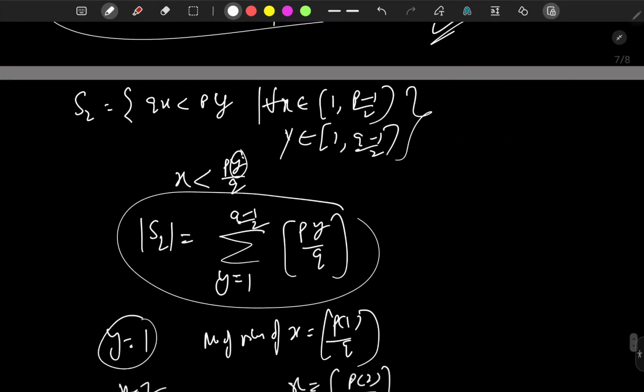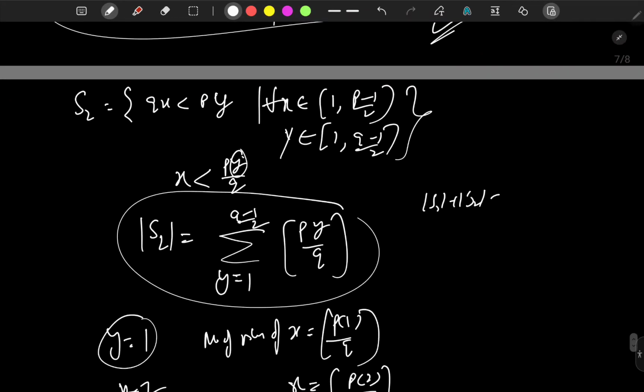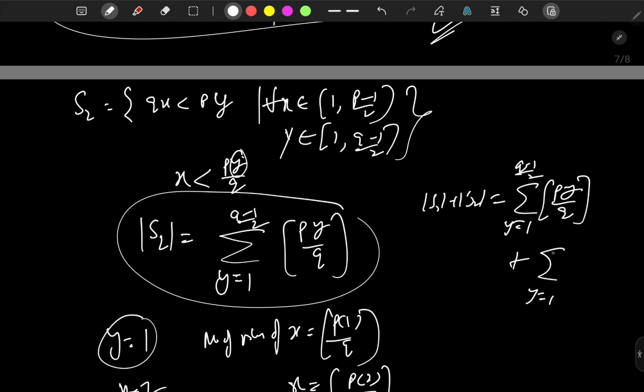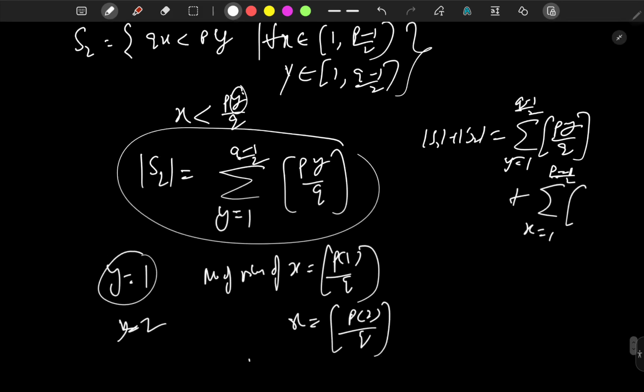Okay, now what will happen? Mod S1 plus mod S2, write it. Sigma p y by q plus sigma p y by q, and sigma x equals 1 to (p minus 1)/2, this value q x by p.